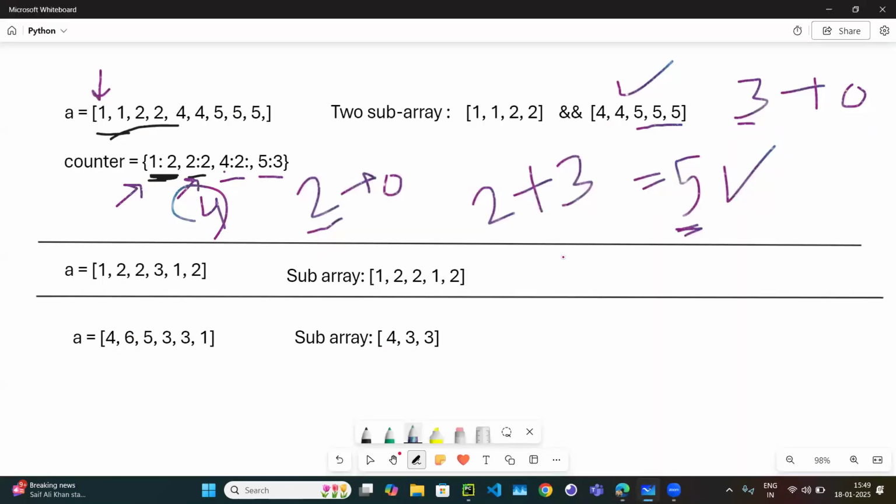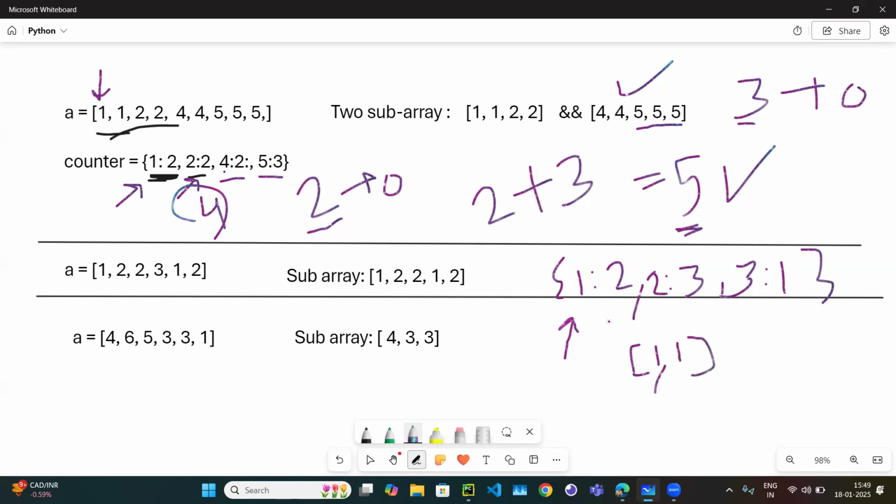Another example. If you create a dictionary, how many times will one come? One will come two times, two will come three times, and three will come one time. Okay. We will go through the dictionary. We have one. So one array could be one comma one.